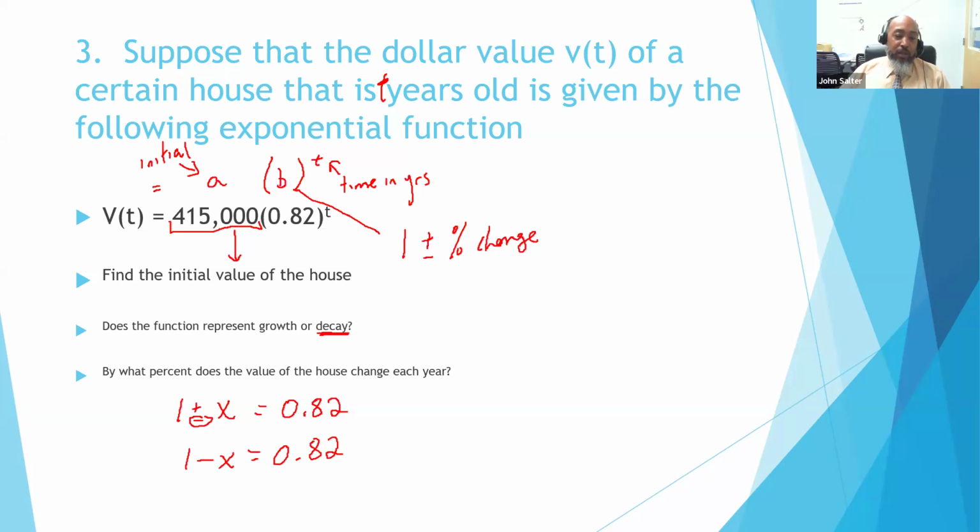Well, I can solve for x. Subtract 1 on both sides, in which case I get negative x is equal to 0.82 minus 1. You plug it into a calculator, you'll get negative 0.18. Divide both sides by a negative, and I end up with x is equal to 0.18. That's a decimal answer. They asked me what percent the value changes. 0.18 is the same thing as 18%. Okay.